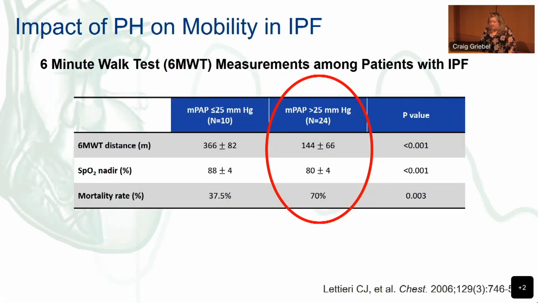And here is data from a study that looked at patients with IPF with and without pulmonary hypertension, with a mean pulmonary artery pressure of 25. And so we know that that's changed over the years. But these patients really had a significantly low 6-minute walk test. They were more likely to significantly desaturate, and they had a significant increase in mortality.